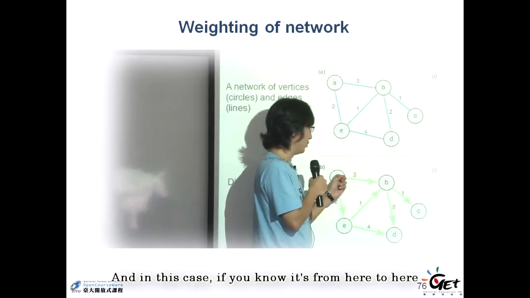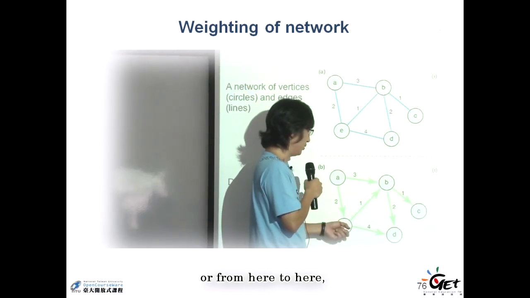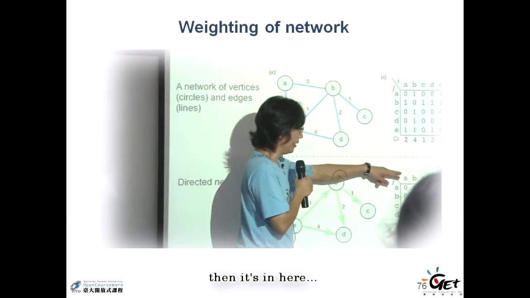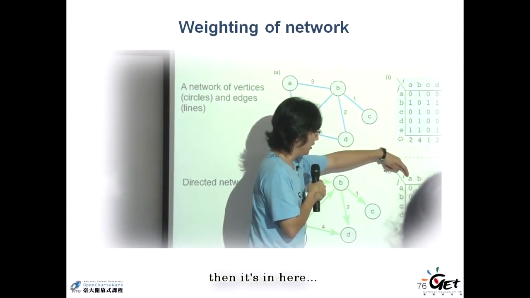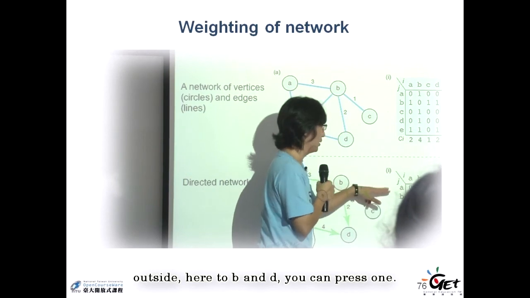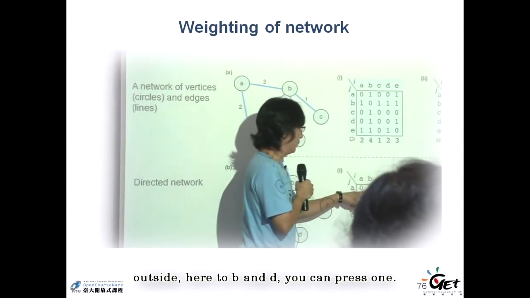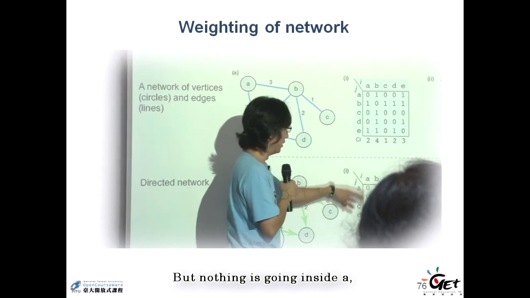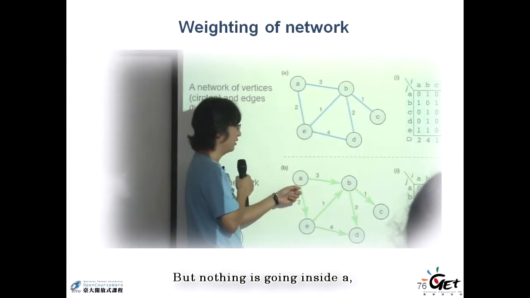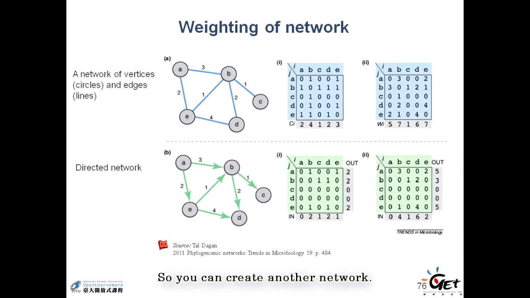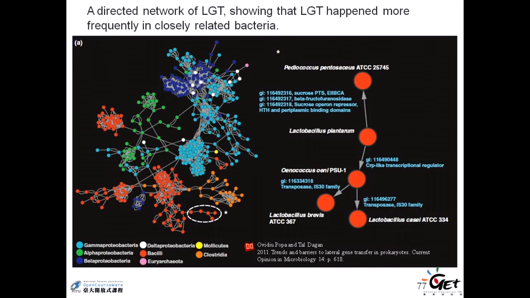And in this case, if you know it's from here to here, then going outside from here to B and D, you can put 1, but nothing is going inside A, so there's all 0 here. So you can create another network, and eventually you use this algorithm to calculate the relationship among those genomes, and you will probably get something like this one. And this is the outcome for those phylogenetic networks.